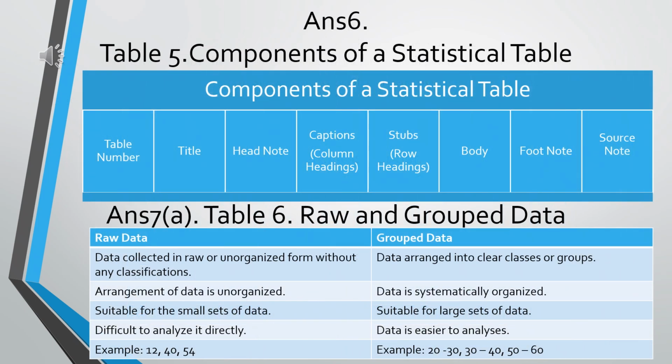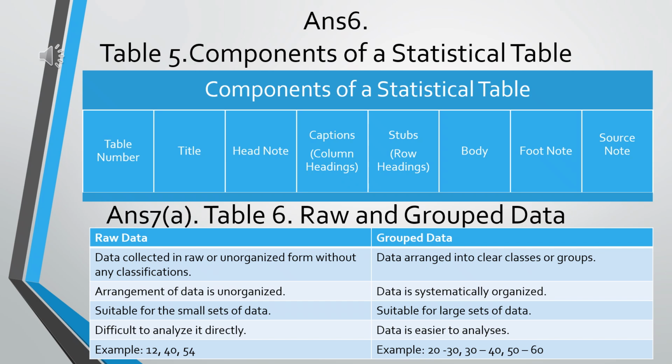Now we come to answer 6, which says: what are the components of a statistical table. Here we have drawn this SmartArt. The components of a statistical table are the table number, the title, the head note, the caption or the column headings, the stubs or the row headings, the body, the footnote, and the source note. So these are all the components of a statistical table.